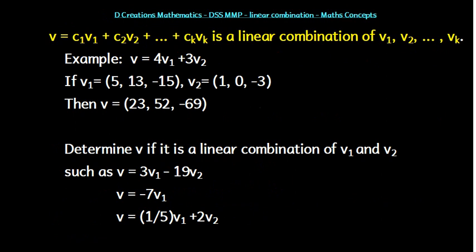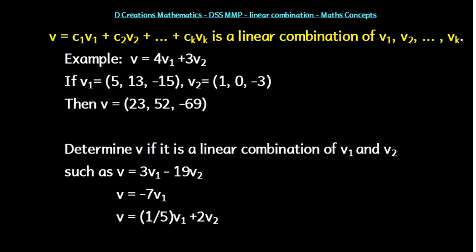Now you can do it for other combinations also. For example, you can try to solve it for the linear combinations 3v1 minus 19v2, minus 7v1, 1 by 5v1 plus 2v2. Now you might wonder that when you say v is equal to minus 7v1, is it really a linear combination? It is, because here the scalar c2 is considered to be 0. So you can call it minus 7v1 plus 0v2. That again gives you the same linear combination.